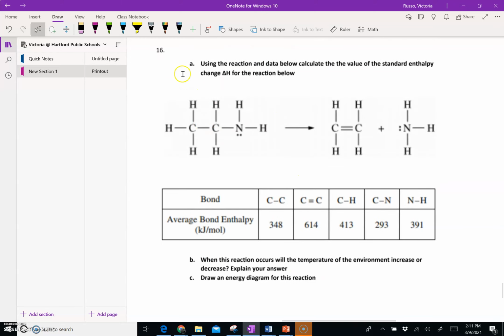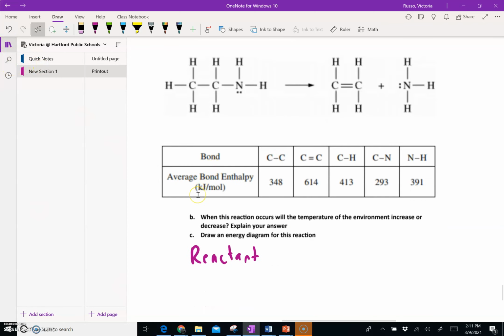So now, using the reaction and data below, calculate the value of the standard enthalpy change, delta H, for the reaction below. One of the things that causes people to mess up is they miss a bond. So what I like to do is cross out the bonds as I include them in the reactants. I see there are a lot of carbon and hydrogen bonds. So there's 1, 2, 3, 4, 5 CH bonds. And so 5 times the CH bond enthalpy, which is 413.